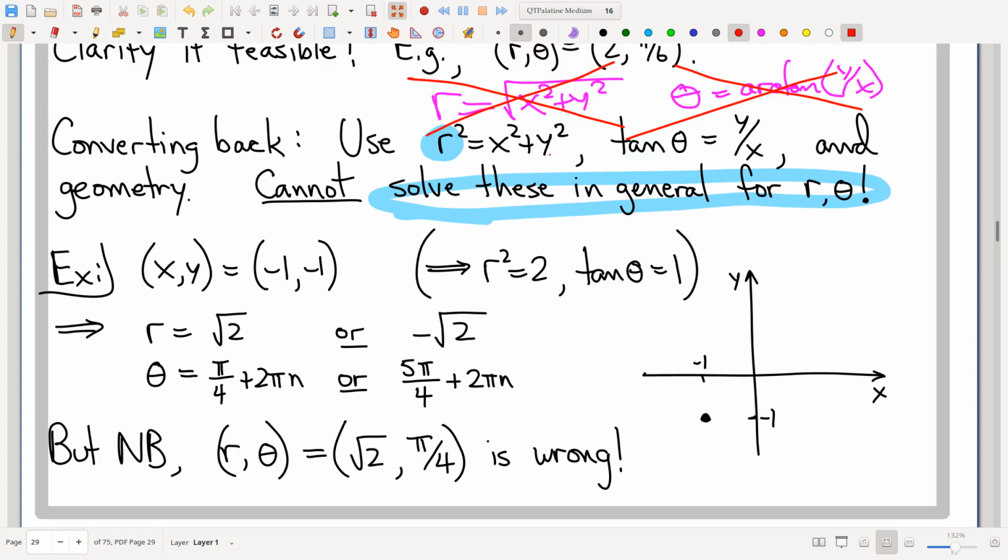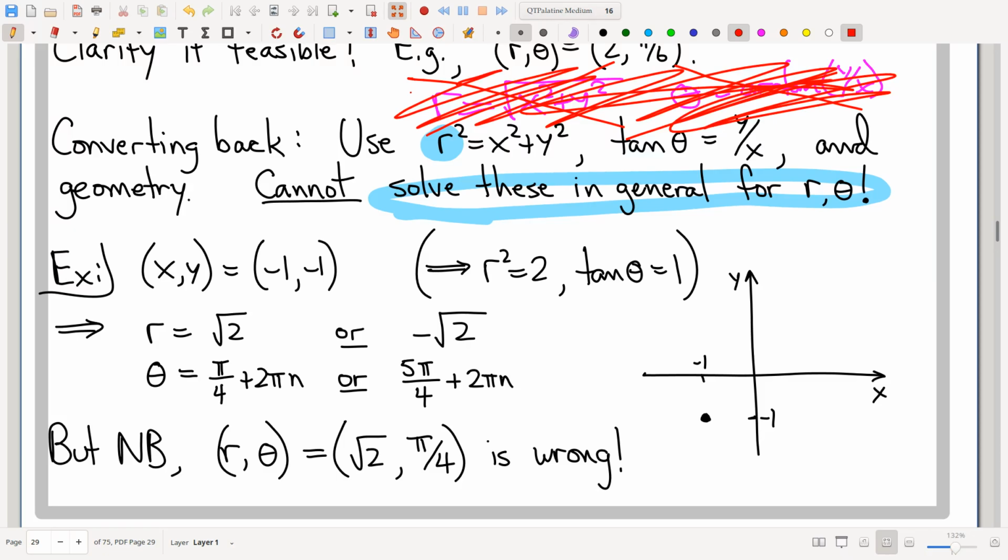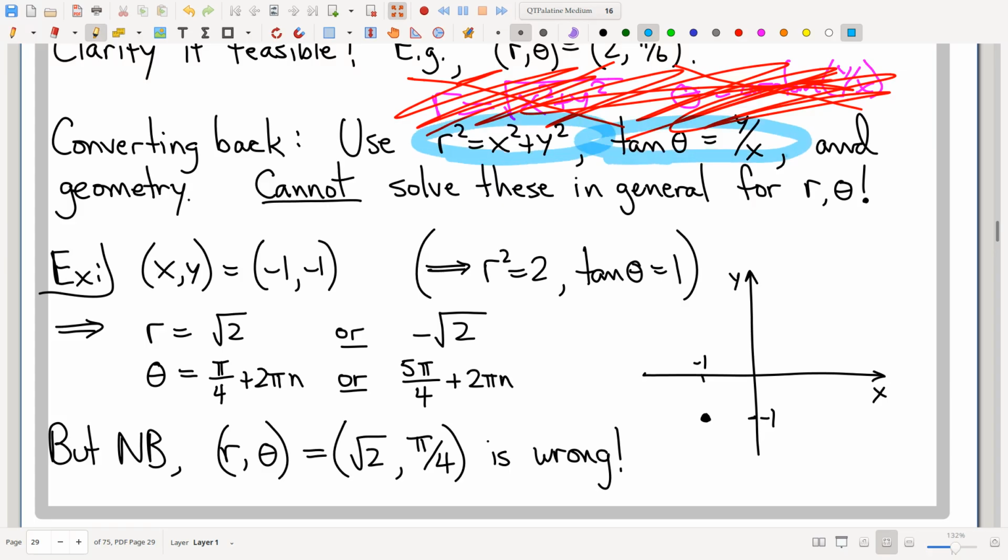So just resist this urge to solve. There's no need to solve for r and theta. You don't need that at all. Let me just scratch this out more emphatically there. You can totally get done everything you need to get done just by using these equations, and then combine that with just a little bit of geometry.